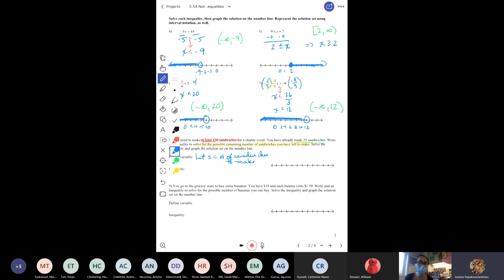And how am I going to represent this information as an inequality? X is greater than or equal to 150. Why would you subtract the 25 I've already made? Plus 25. That's right. So I have S sandwiches to make. That number of sandwiches plus the 25 I already have has to be greater than or equal to 150, right?